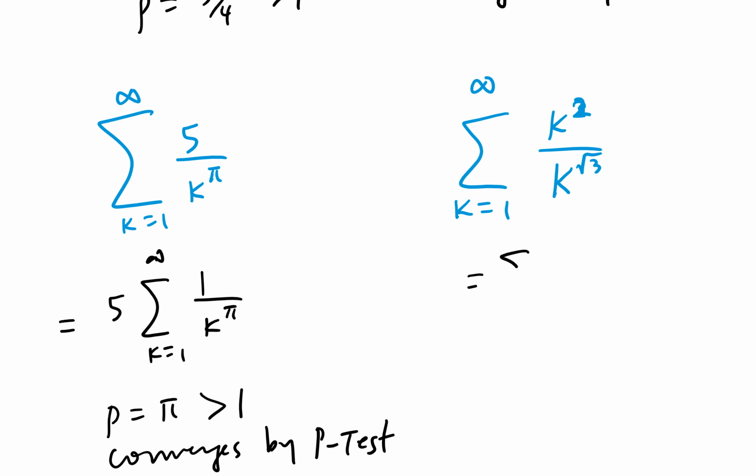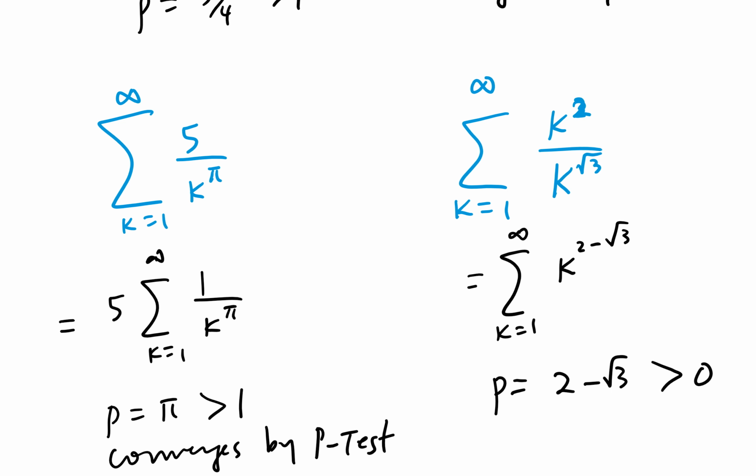For the other one, I don't know what p is, so I have to do some rewriting. So maybe do the bottom minus the top, based on the exponent properties. So here the p-value is 2 minus square root of 3. Square root of 3 is less than 2, right? It's like 1.7 maybe. So this is positive, bigger than 0, but is it bigger than 1 or less than 1? Less than 1, right? If it's less than or equal to 1, then it diverges. Diverges by the p-test.